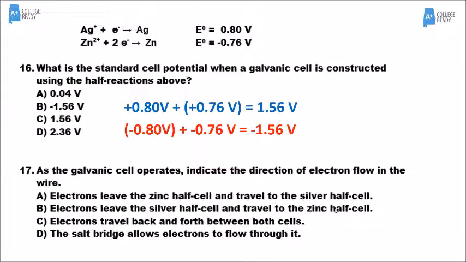So if we flip the zinc equation, the balanced equation looks like this. That means the electrons are leaving the zinc, as zinc is being oxidized, and traveling to the silver, where the silver ions are turning into solid silver. So that means the electrons are leaving the zinc half cell and traveling over to the silver half cell.